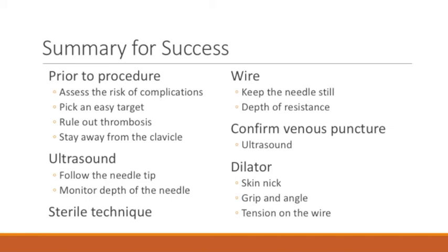You'll be more successful with the wire if you can keep the needle as still as possible when removing the syringe and inserting the wire. And always ask yourself, if I'm having resistance or difficulty advancing the wire, how deep is the wire? And that will help you troubleshoot if it's the wire coming out of the needle or if you're hitting something more distally in the vascular itself. Always confirm venous puncture with the ultrasound prior to dilation. This is how you can prevent putting the catheter into the carotid artery.